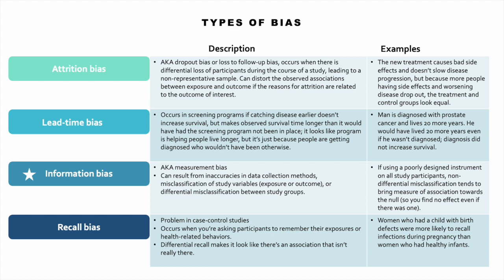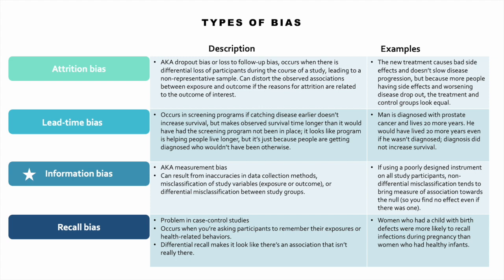Attrition bias is also known as dropout bias or loss to follow-up bias. It can occur if there's a differential loss of participants during the course of a study between the groups, leading to a non-representative sample. Attrition bias can distort the observed associations between the exposure and the outcome if the reason people are dropping out is related to the outcome of interest.